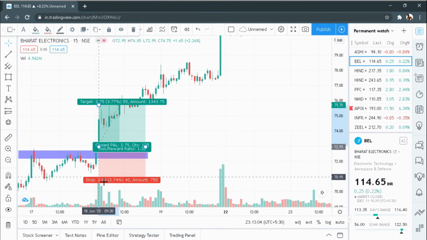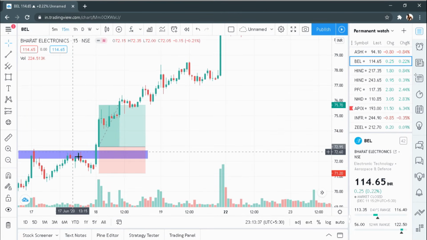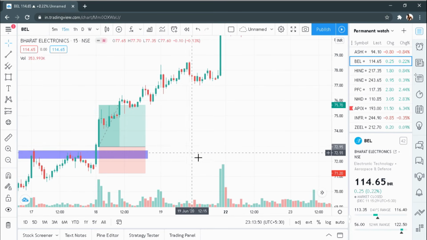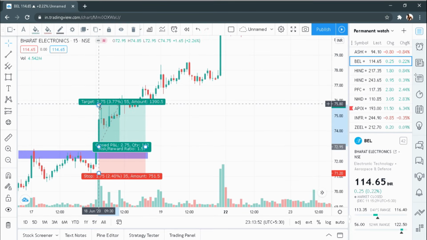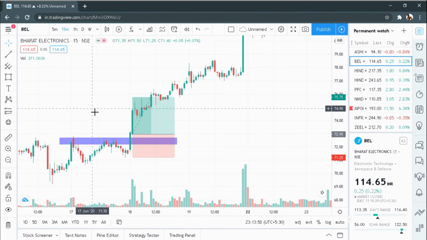Our stop loss will be below the head and our target will be twice the length of the bottom. So the top is at 72.6 and the bottom is at 71.2. So that comes to a difference of 1.4. So we will keep the target twice that, which will be 2.8. So we will add 2.8 to 72.95, which comes to 75.75. So that will be our target, which was hit pretty easily. So this was the double bottom pattern.